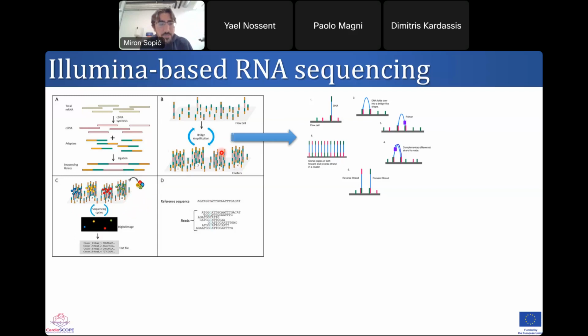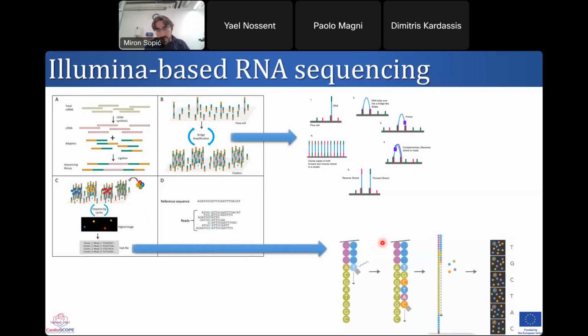After you have the bridge amplification and you create clusters of your specific cDNA sequences, then you go to sequencing. And sequencing basically is reading the sequence during the process of synthesis. How is it done? It is basically classical DNA polymerase based activity. So you have the primer in your mixture. You have nucleotides, and every nucleotide has a specific fluorescent dye attached to it.